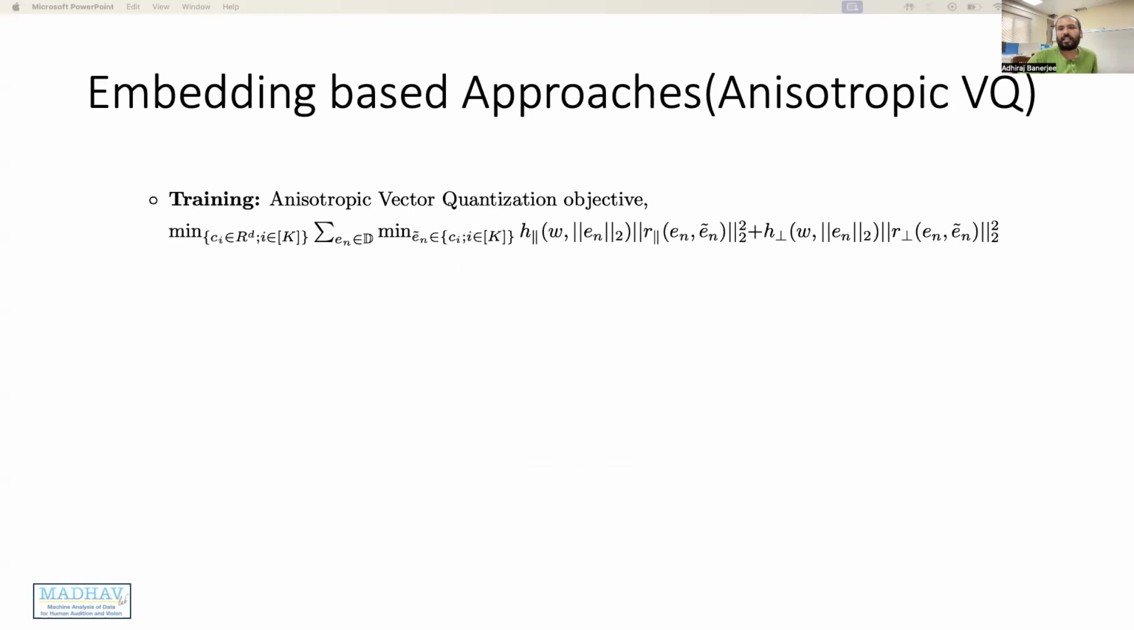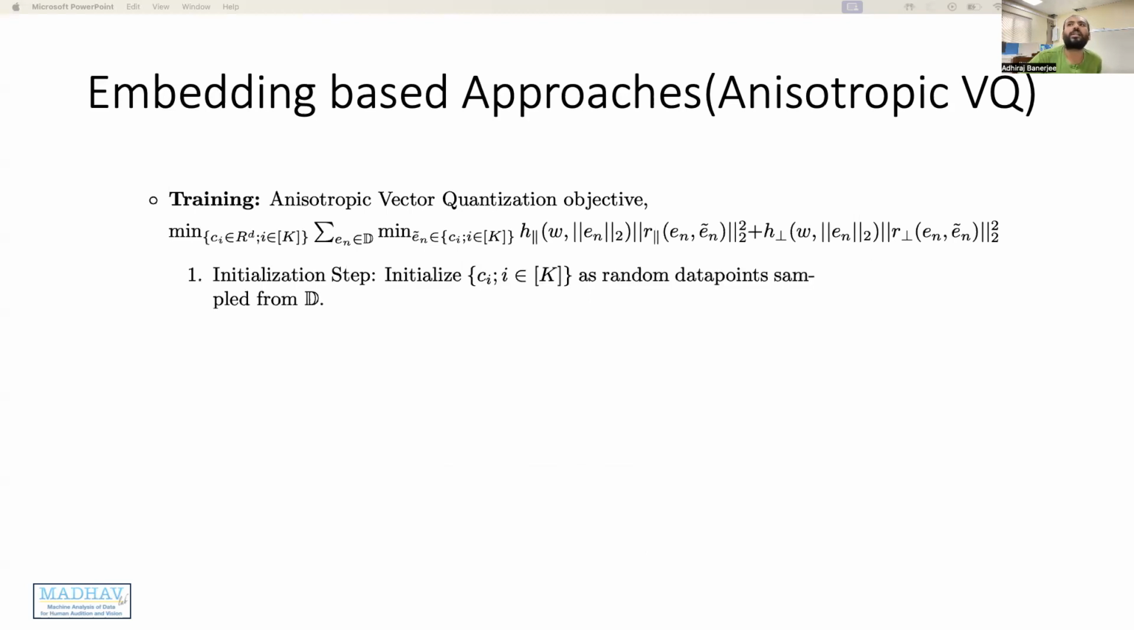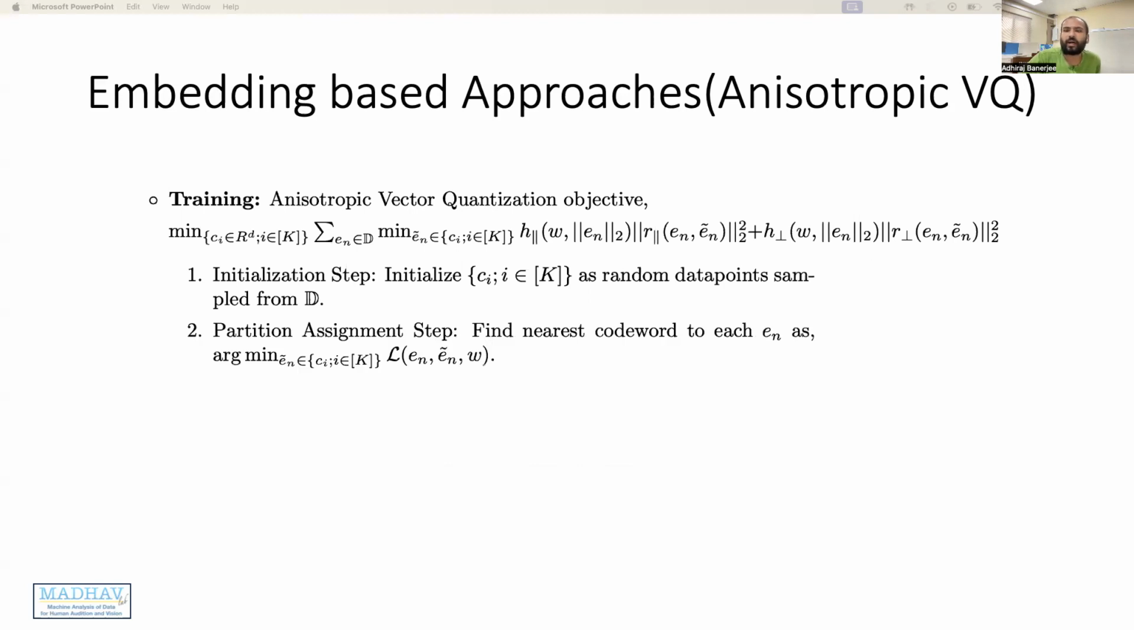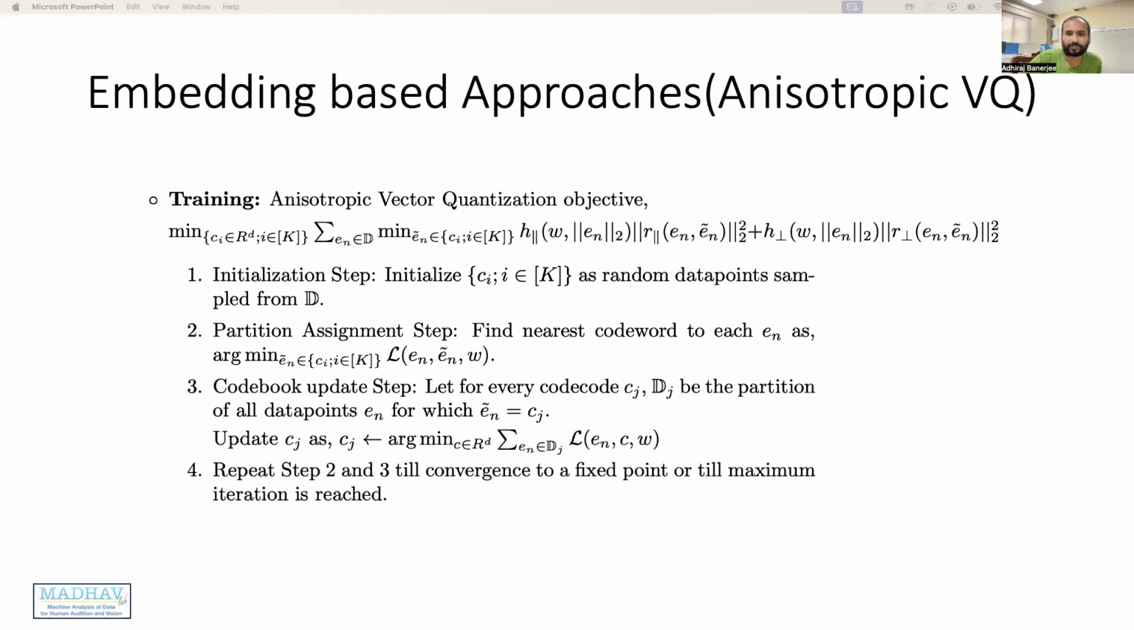We can use the same technique as we used to learn codebook vectors in k-means clustering for learning codebook vectors using the anisotropic vector quantization loss. We initialize the quantizers in our codebook as k random data points sampled from our database of embeddings. We then assign each database embedding a partition by finding the nearest code word using our anisotropic quantization loss. We then update each codebook vector for each partition by finding the optimal vector minimizing the anisotropic loss for that partition of the database. We then keep on repeating the partition assignment and codebook update steps till we observe no change in the codebook or till some maximum iteration is reached.